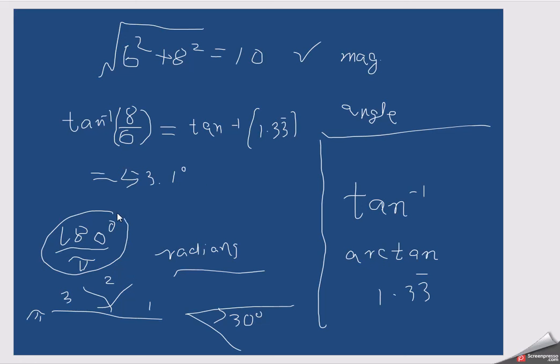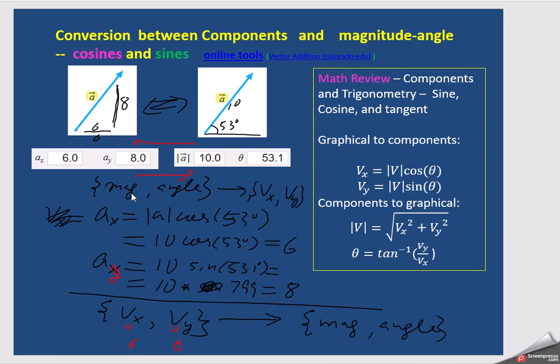So now, to summarize, these are the procedures to go from angle and magnitude to the components, and also components back to angle and magnitude. Hope this helps. We can always make a separate appointment to discuss this. Overall, it is summarized in this math review.